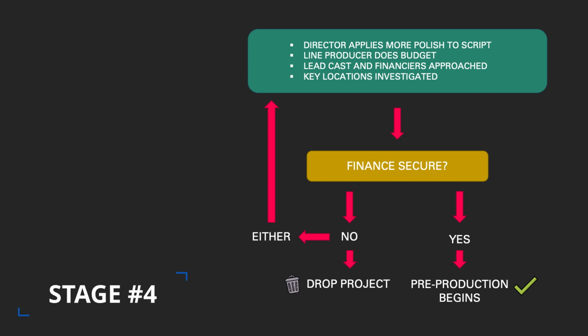If not, more rewriting might be required, or the film might need to be reconfigured at a lower budget so that it can be financed. Keep in mind that these stages might occur in a number of different ways, and the one that we check in this video is one example of how they might take place.